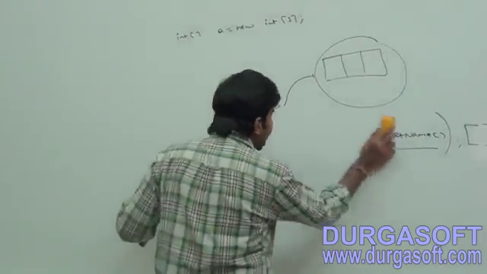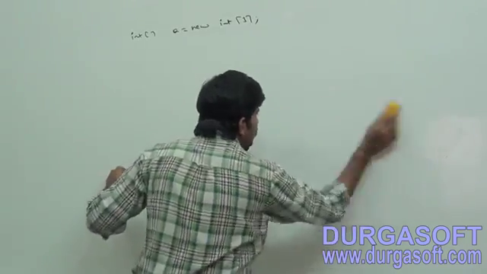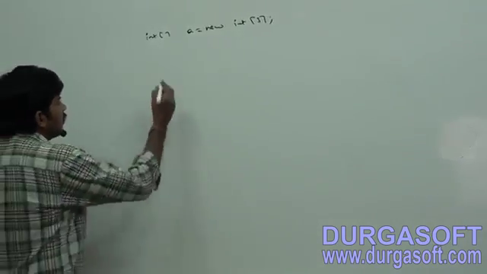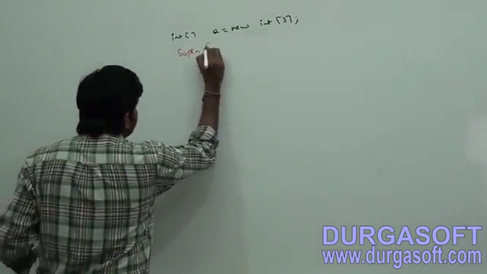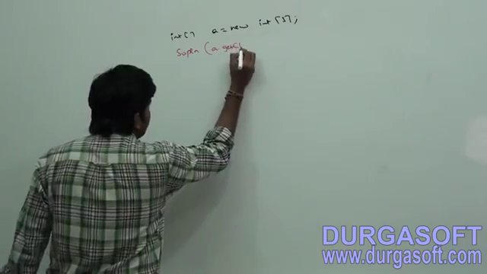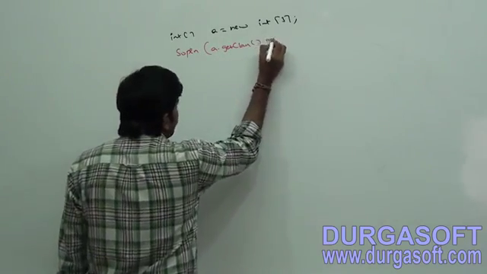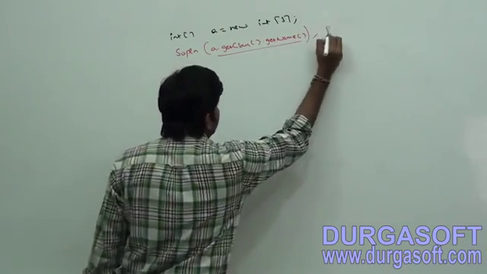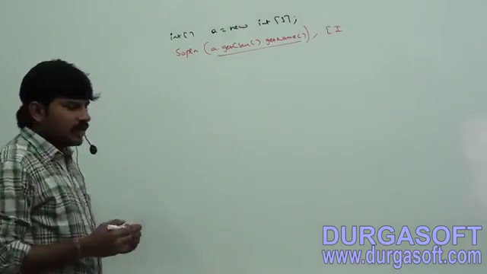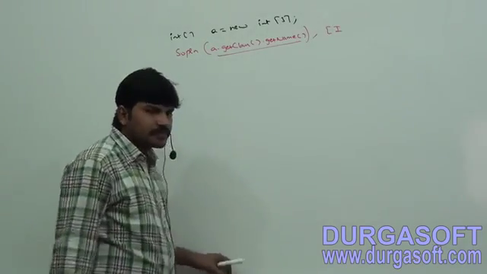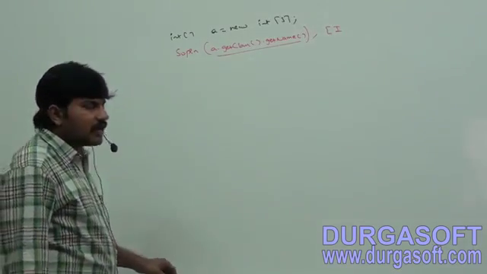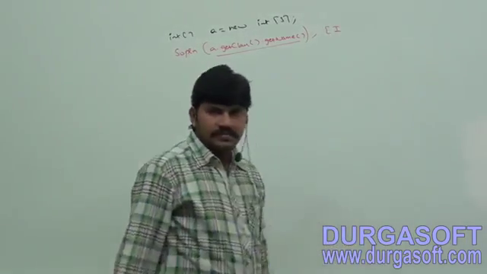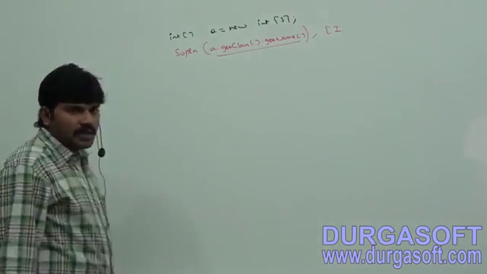So now let me explain. It is better to take this line as an example here. System.out.println(a.getClass().getName()), which is nothing but the square bracket I, a.getClass().getName(). Completed, I hope.